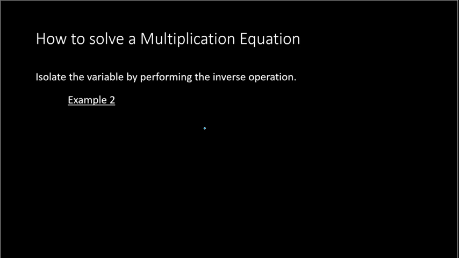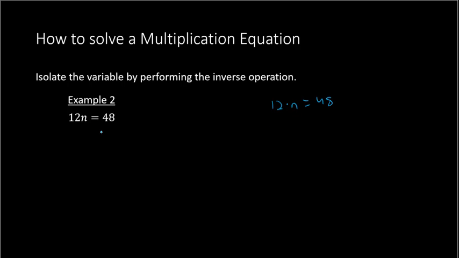Next example, we are given 12n equals 48. Now remember, if there is no sign, no operation in between the number and the variable, that means that we have multiplication. So when it says 12n, what that really means is 12 times n equals 48.